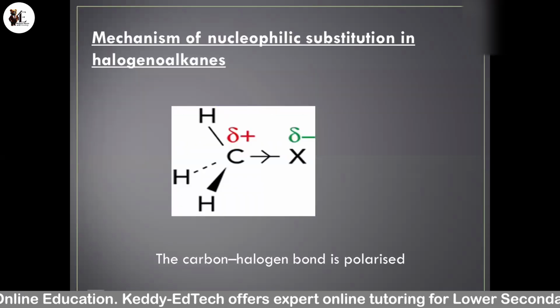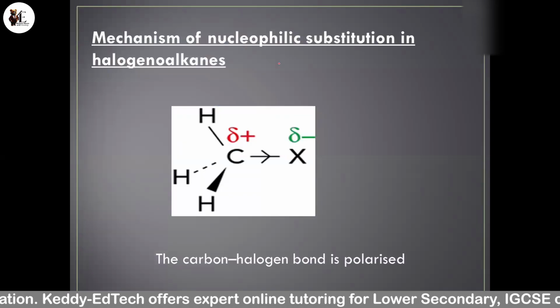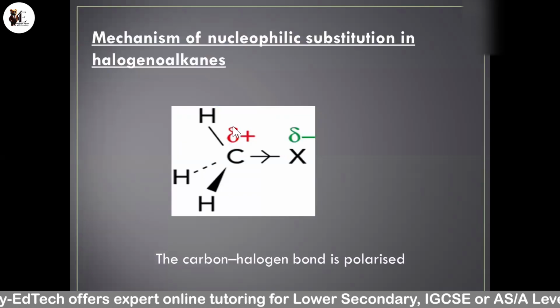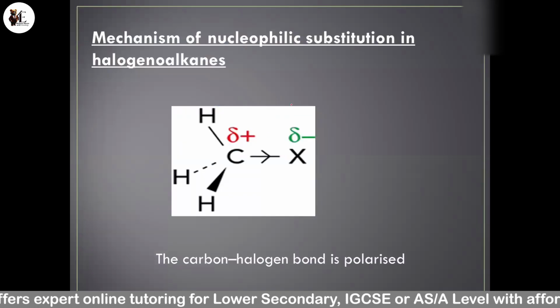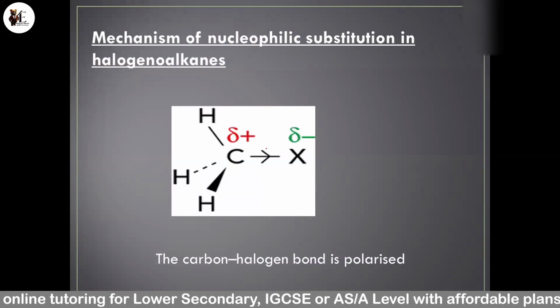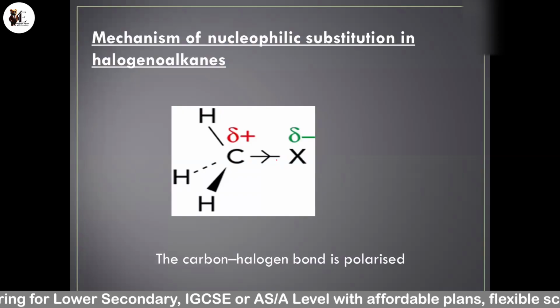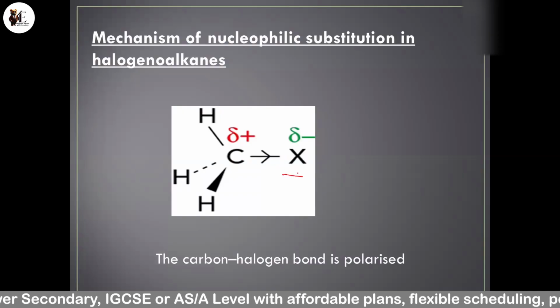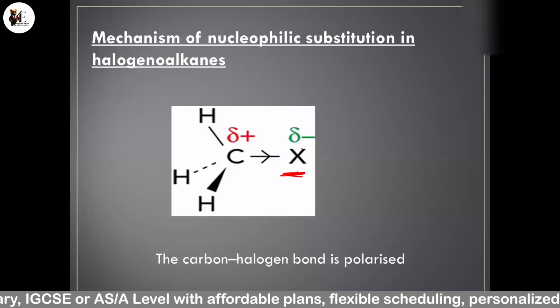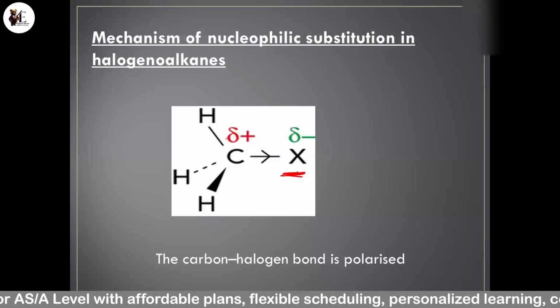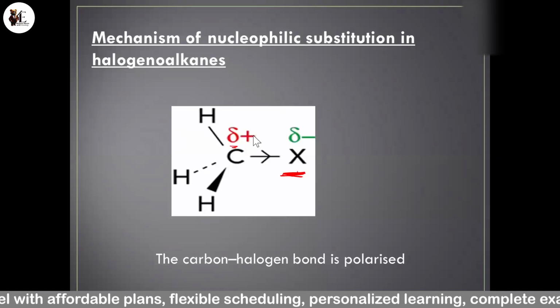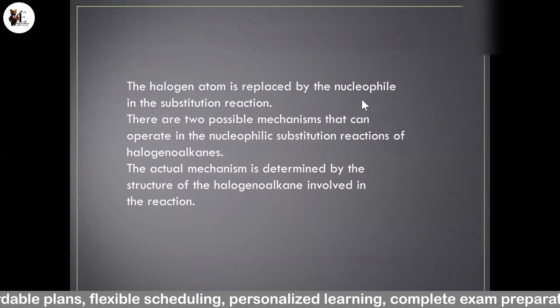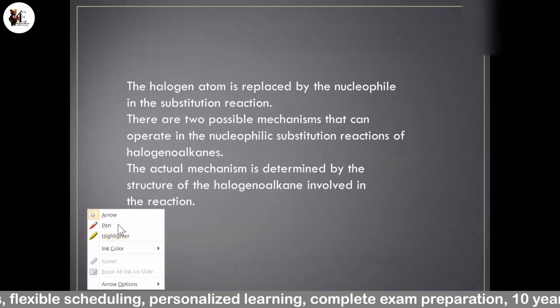This is a mechanism of nucleophilic substitution in halogenoalkanes. So here we have a halogenoalkane. As you know, the carbon-halogen bond is polarized because of the higher electronegativity of the halogen atom. So it has a partial negative charge and the carbon has a partial positive charge. Then the halogen atom is replaced by the nucleophile in the substitution.